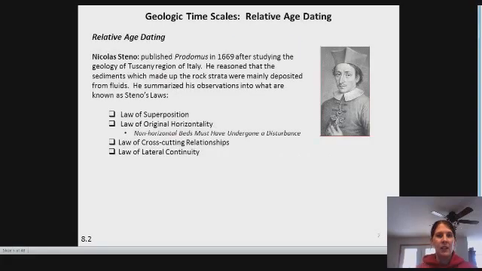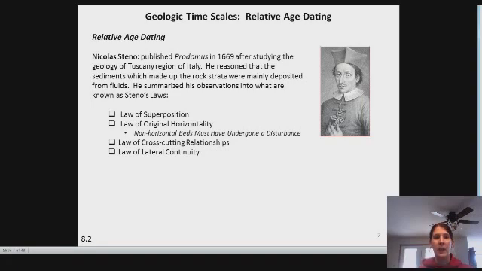Relative age dating was really brought about by Nicholas Steno. He published Prodromus in 1669, after studying the geology of the Tuscany region of Italy. He reasoned that the sediments which made up the rocks were deposited from fluids, and he summarized his observations into what are now known as Steno's laws: the law of superposition, the law of original horizontality, the law of cross-cutting relationships, and the law of lateral continuity.